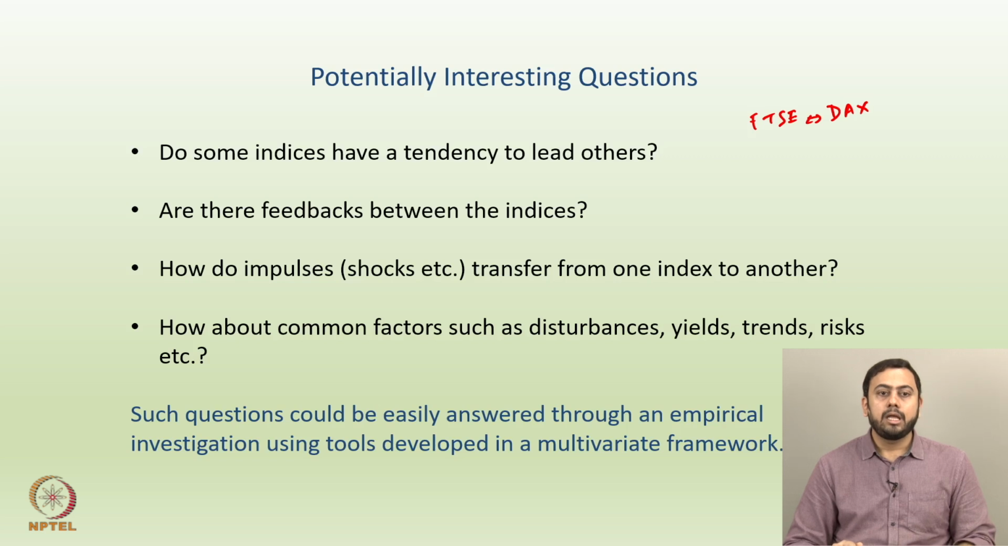Last one could be, how about common factors such as disturbances, yields, trends, risks, etc.? So is there any common disturbance factor or any common shock which is there in both the UK market as well as the German market, right? And so on and so forth. So such questions could be easily answered through an empirical investigation using tools developed in a multivariate framework.